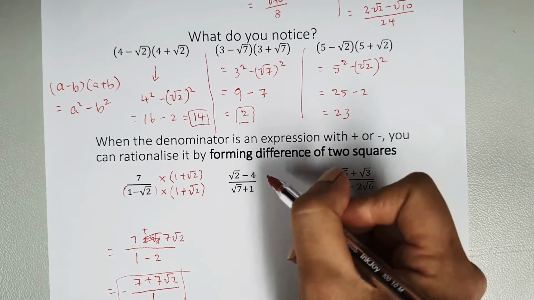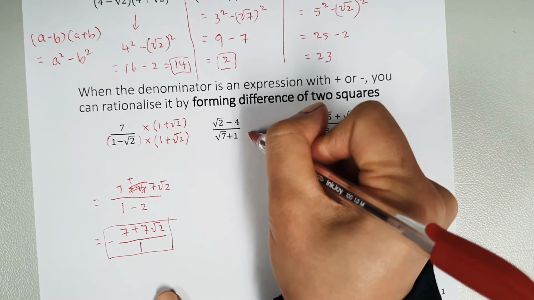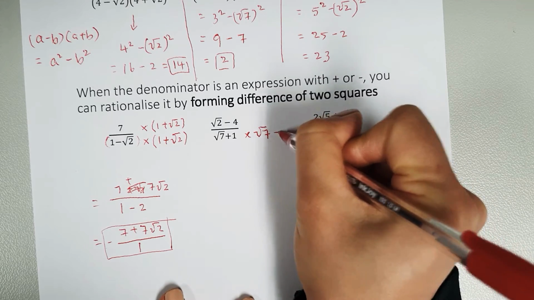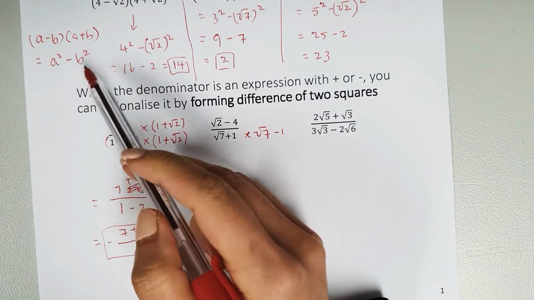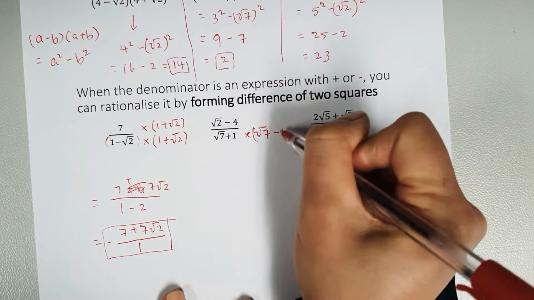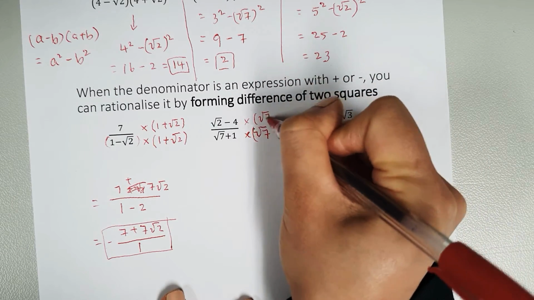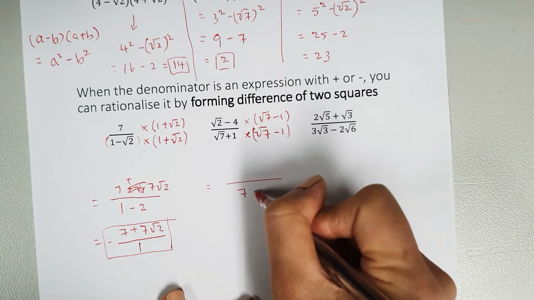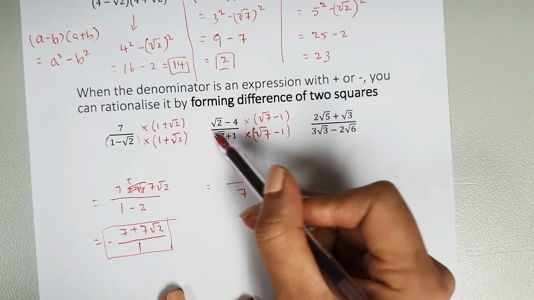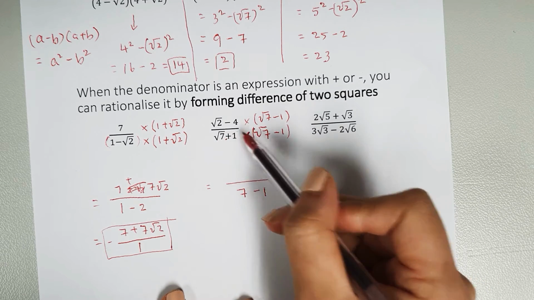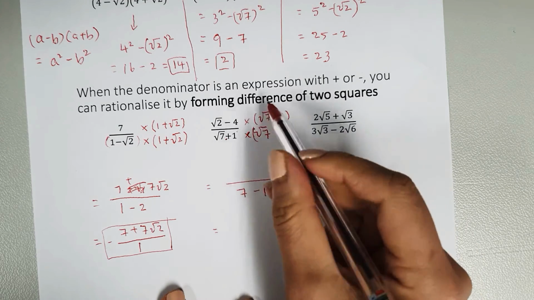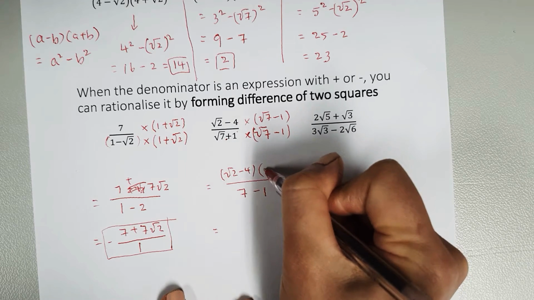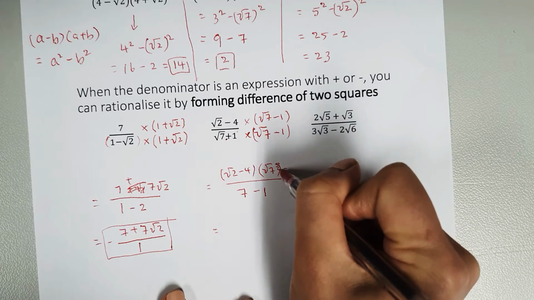Over here, same thing, we're going to multiply the bottom with root 7 plus 1, because we want to make the difference of two squares, and the pattern is a minus and a positive. And whatever we do to the bottom, we also do to the top. At the bottom, we know that we've got 7 minus 1, because it's going to be root 7 squared minus 1 squared. So we know it's going to be a 6 later. At the top, we've got root 2 minus 4 multiplied by root 7 plus 1.